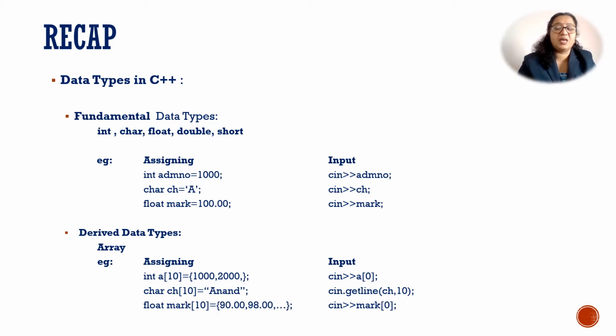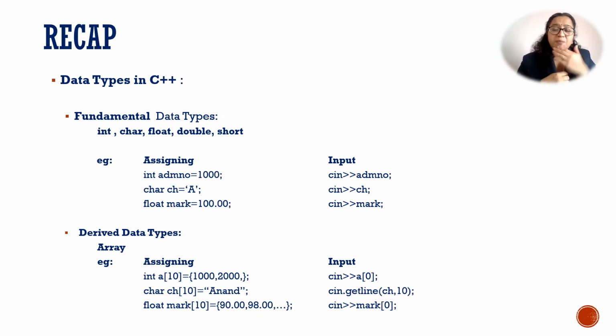And if you want to store a character, with the char data type, ch is the variable I used here, then the equal to sign, then the letter. Through char, we can assign only one letter, and that also we want to put in single quotes. This is the way of storing. Then float mark: mark is the variable name here, float is the data type, and float we use for decimal values, like 100.00. So these are the fundamental data types, and this is the way of assigning.